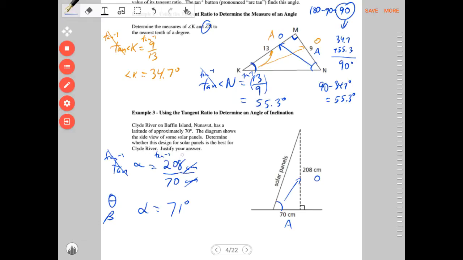The latitude of Clyde River is 70, so we are very close. So this design is close to perfect. You know what? Instead of saying that, let's just say it is appropriate. That would be better. So this design is appropriate for Clyde River. Awesome.